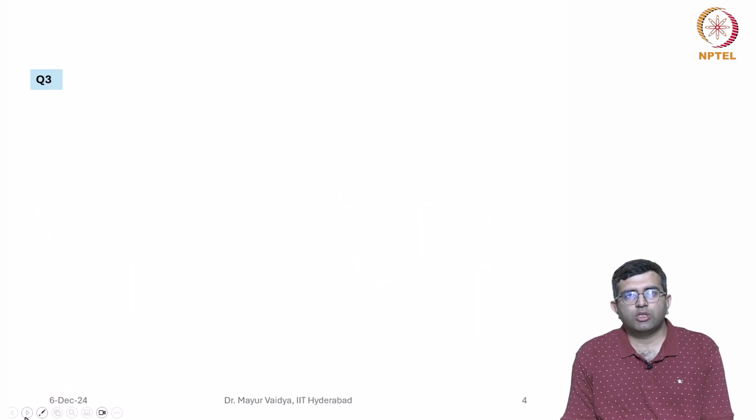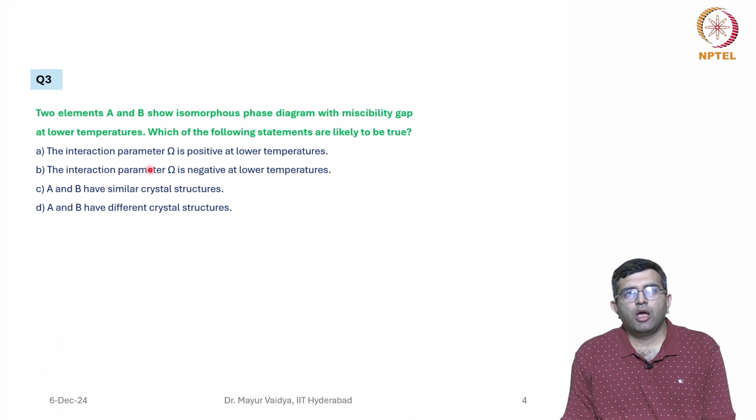Moving on to the next question. Two elements A and B show isomorphous phase diagram with miscibility gap at lower temperatures. Which of the following statements are likely to be true?